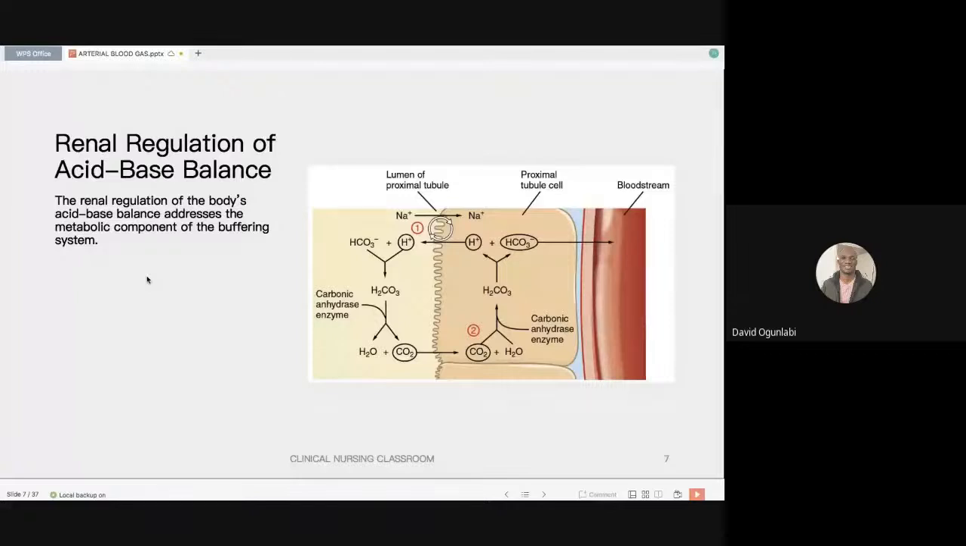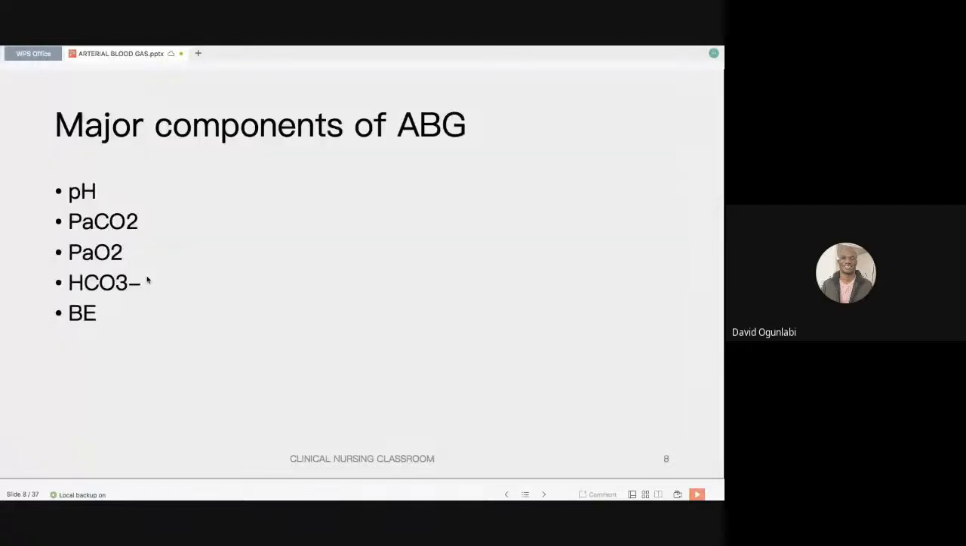Okay, let's move on. Now, major components of ABG. We have the pH. We will define all these things later. pH, PaCO2, PaO2, bicarbonate, and BE. I will talk about that. It's called base excess.